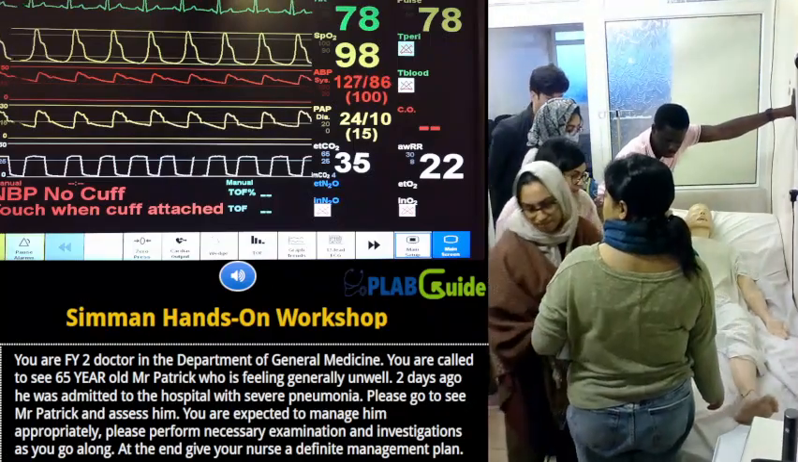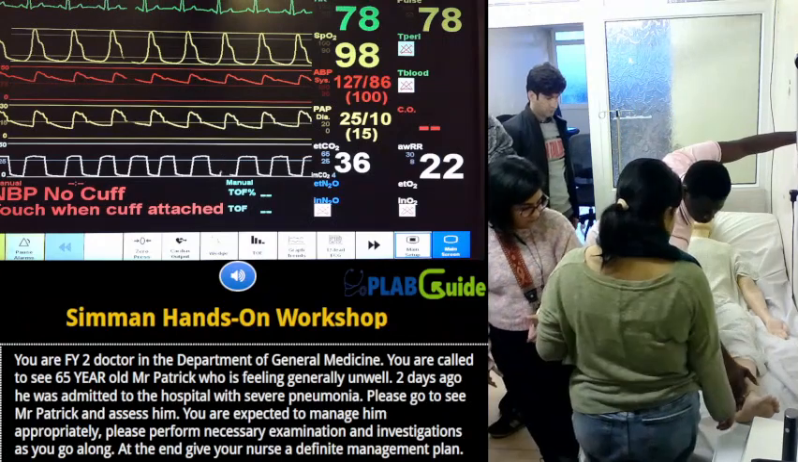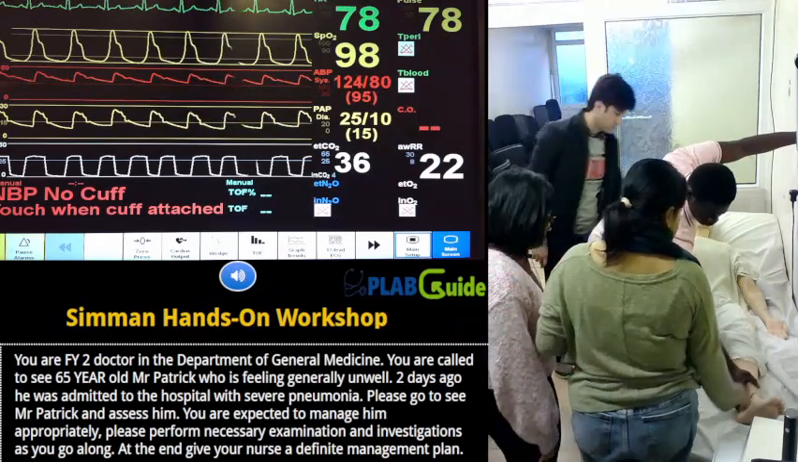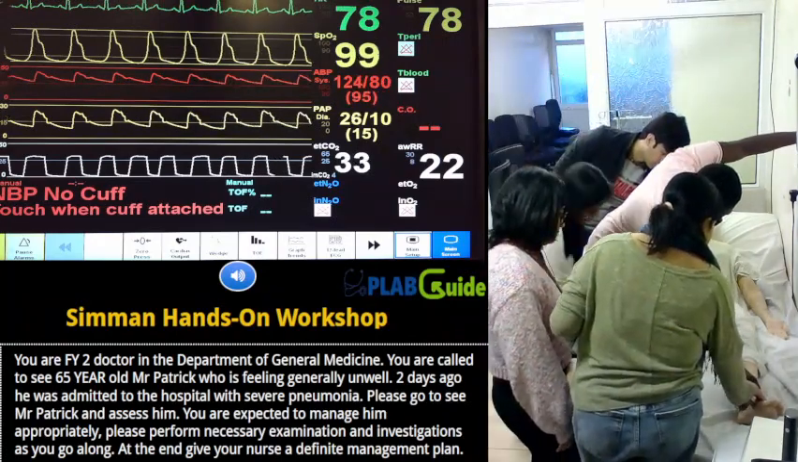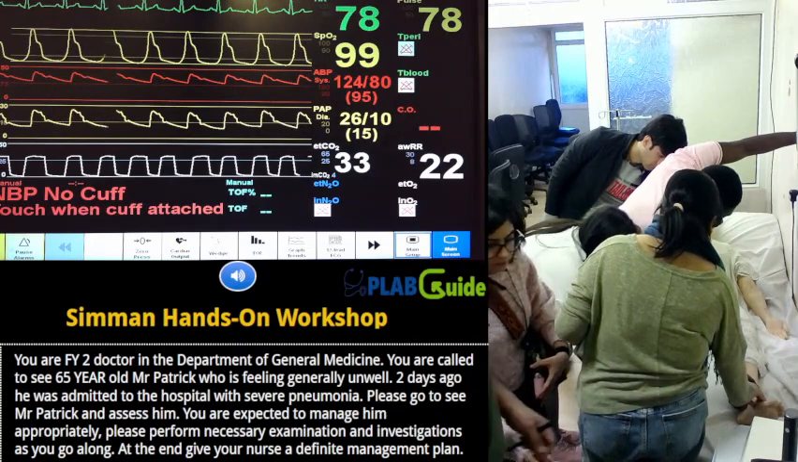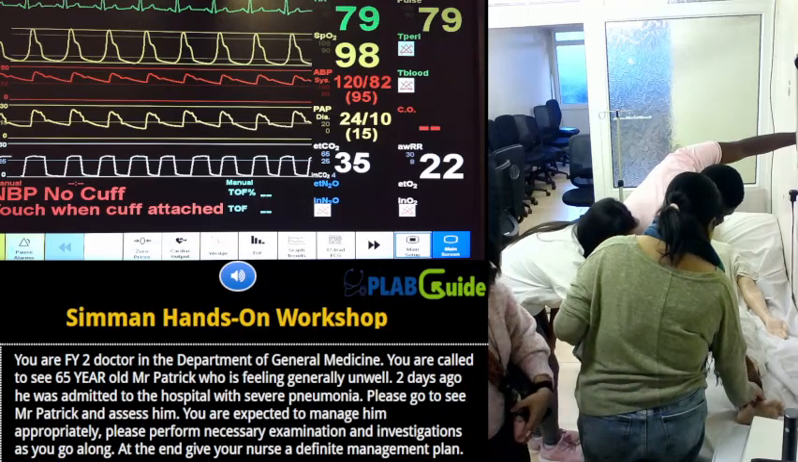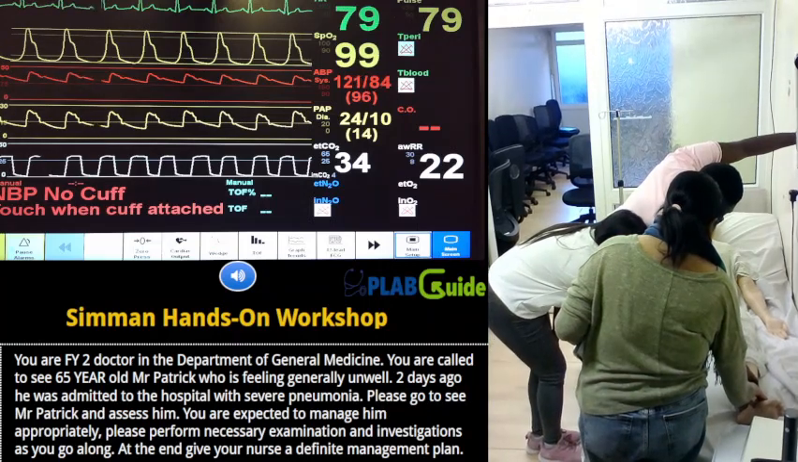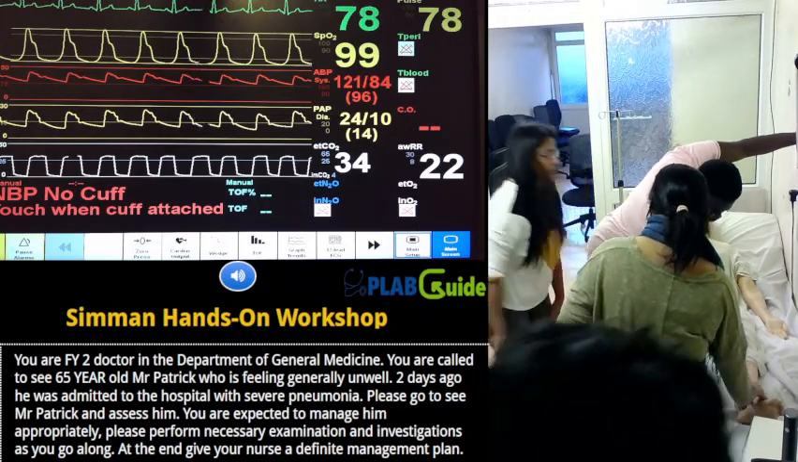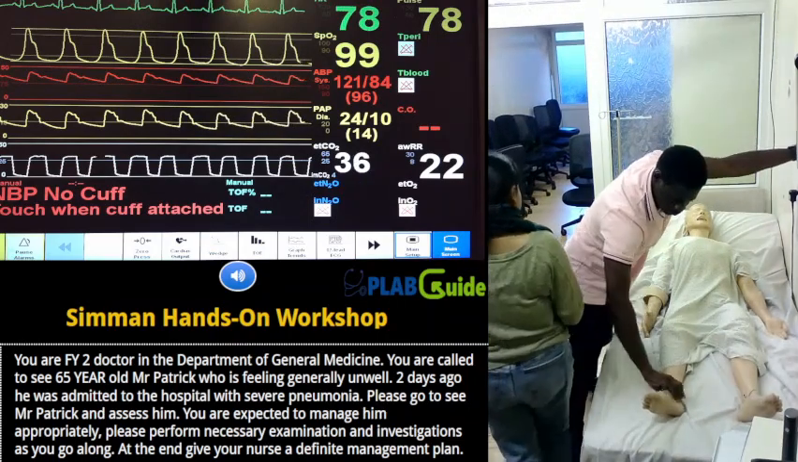There is no popliteal. Now I will show you what the airway problem will look like. You all should see the difference between the normal tongue and the swollen tongue.